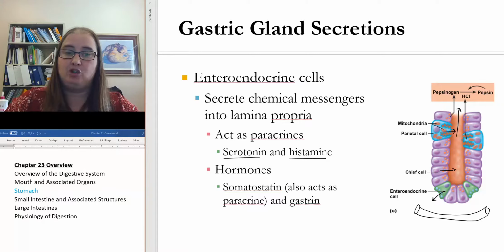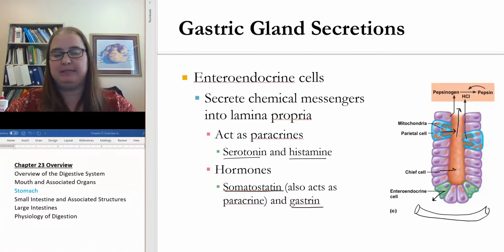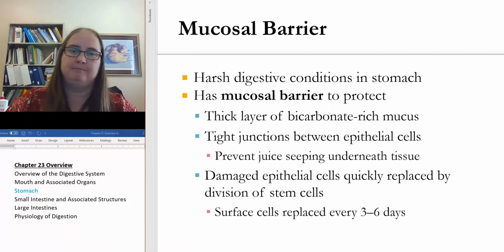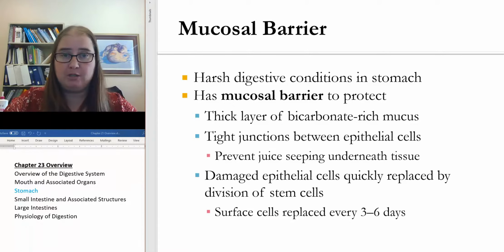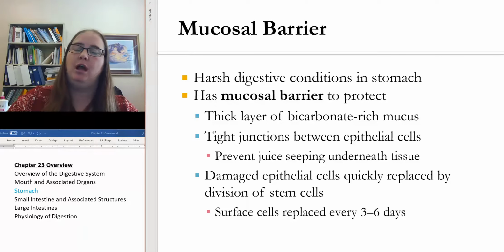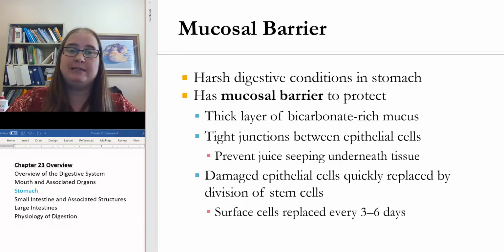They also secrete two other hormones known as somatostatin as well as gastrin. Okay, and we'll talk about these a little bit more here in just a few minutes. Now, a little bit about this mucosal barrier. Our stomach is obviously subjected to a very, very harsh pH, and so it needs to have a protective barrier so that it can protect not only the epithelium, but the underlying submucosa and muscularis externa layer.